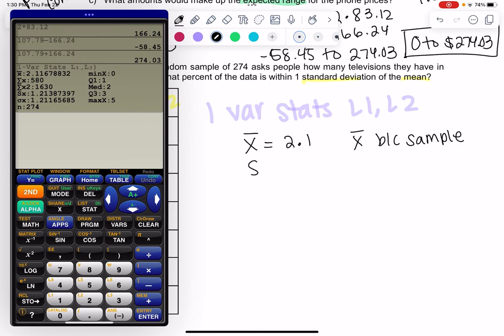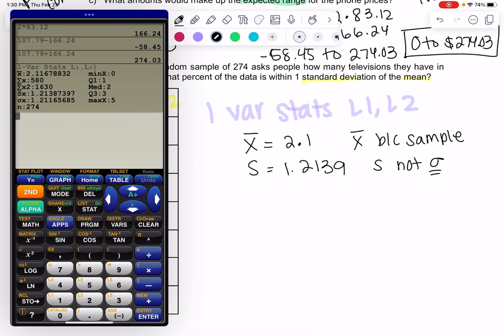And then we're going to use s again because it's a sample: 1.21387, we'll round up to 1.2139. So sigma, this funny hat symbol, the next one, is if we had a population. All right, so that's the first part.